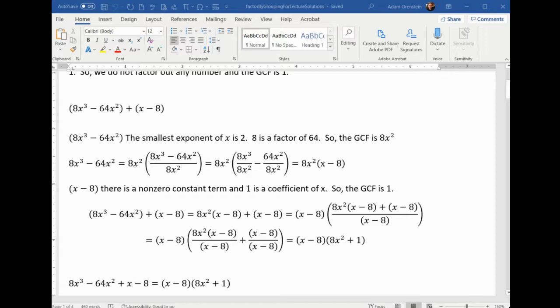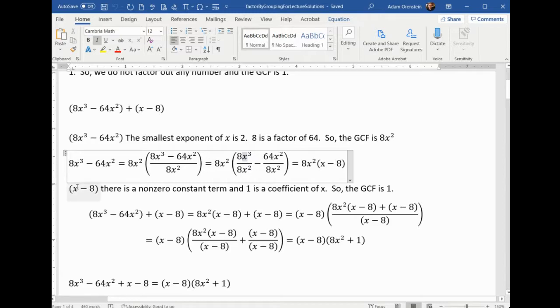So we have 8x squared. Then we divide by it, right? And when we divide, again, we divide into each term, and we get what's left over, right? From the first quotient, the 8's cancel. You can see that the 8's here cancel. X cubed over x squared is just x. Here, x squares cancel. And we're left with 64 over 8, which is 8.